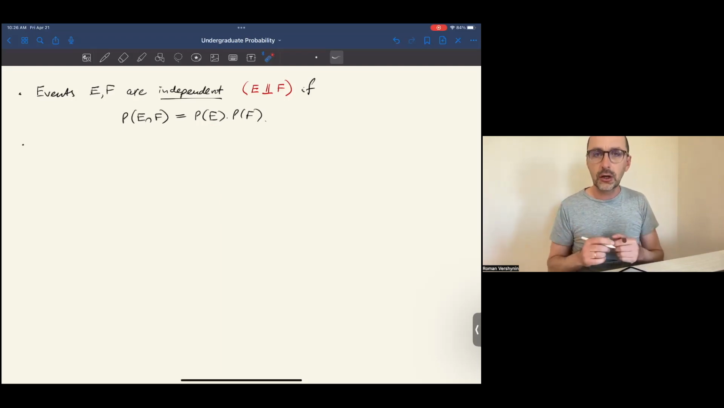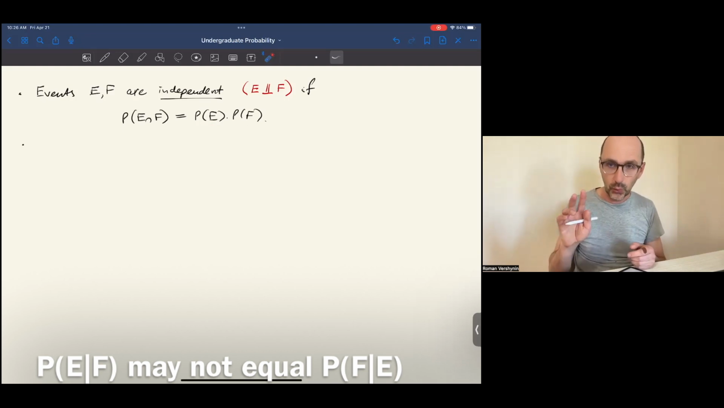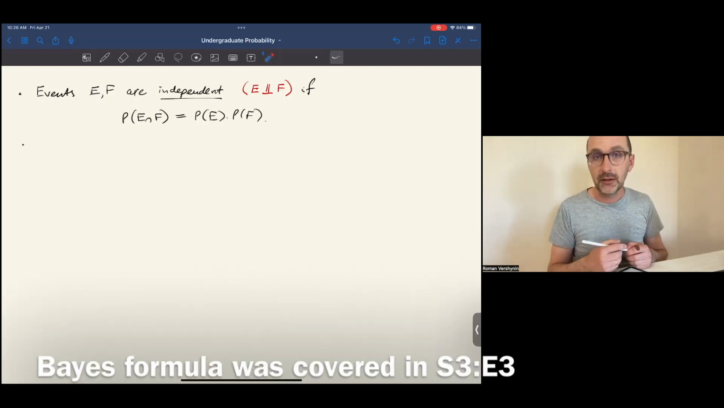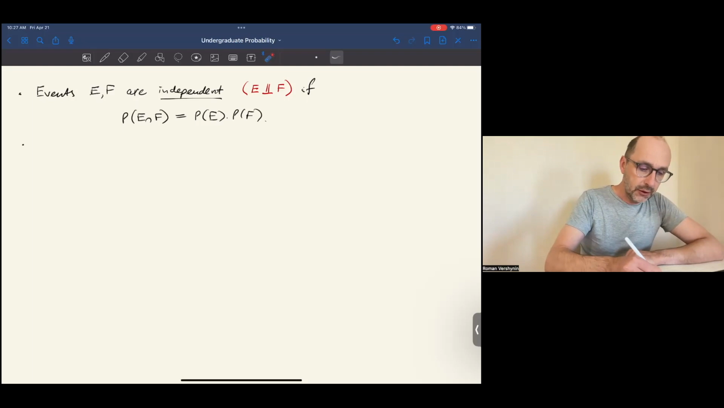This is in stark contrast to the notion of conditional probability, which was not symmetric. P of E conditioned on F is not the same as P of F conditioned on E. The correct way of flipping the order of conditional probability was given by Bayes' formula. Back to independence. This definition applies to two events.